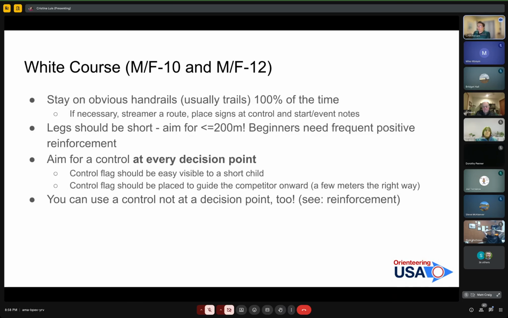So for white, this is the part that makes it a white: you have a control at every decision point. And we'll look at what decision point means on the next slide. That doesn't mean every trail junction or every time something crosses. It's every time a child would stop and say, wait, where do I go? Where do I go now? Right? At any of those moments, you need a control there.